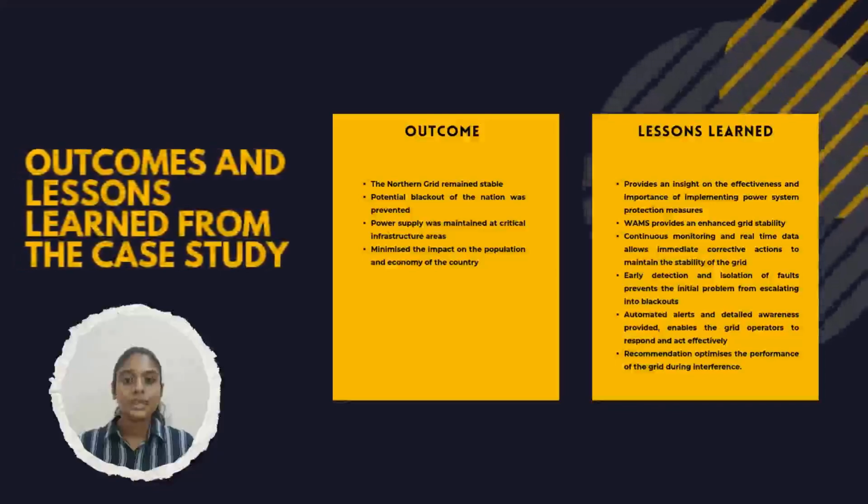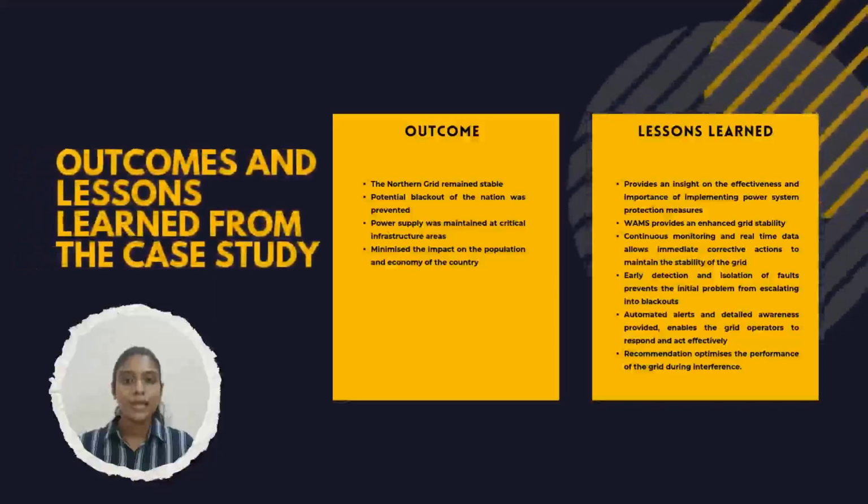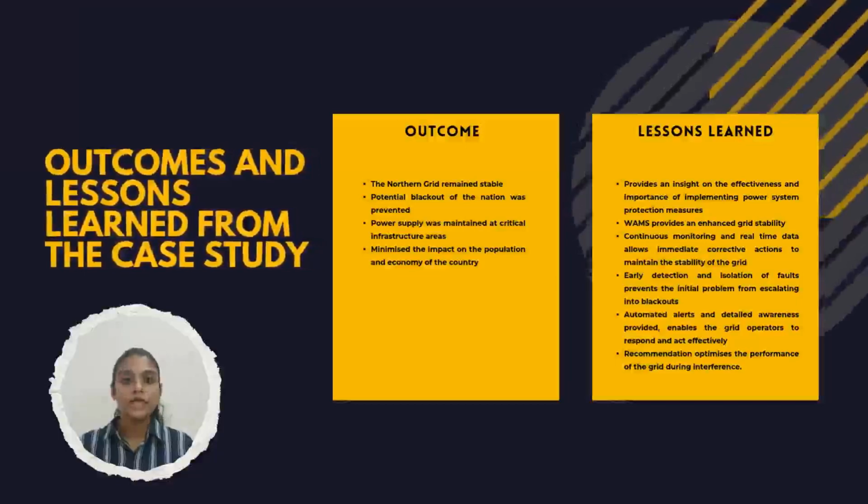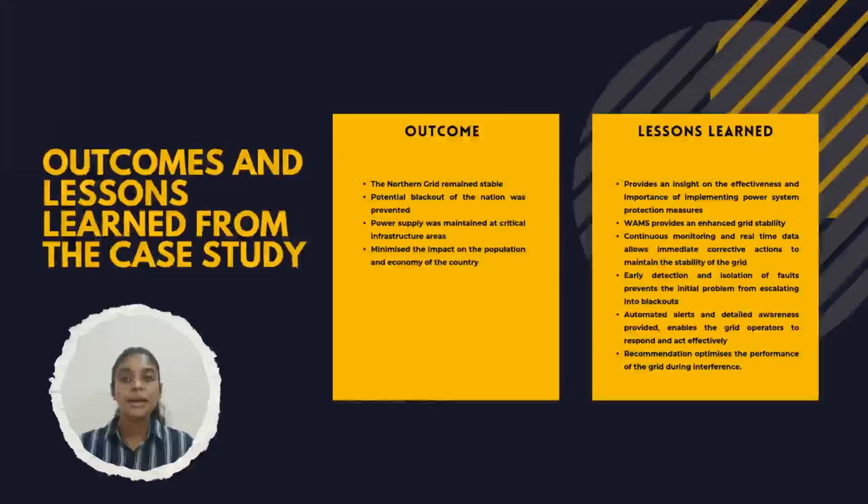The outcome from the installation of WAMS is that the northern grid remained stable, the potential blackout of the nation was prevented, and the power supply was maintained at critical infrastructure areas. This minimized the impact on the population and economy of the country. The case study discussed provides an insight on the effectiveness and importance of implementing power system protection measures.